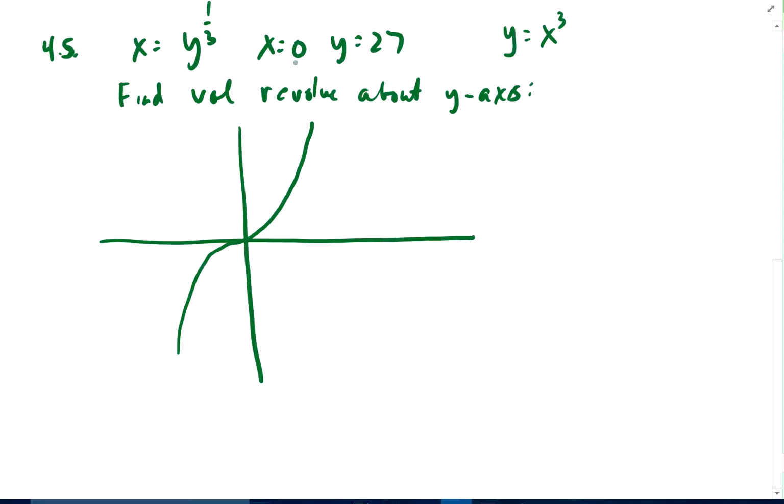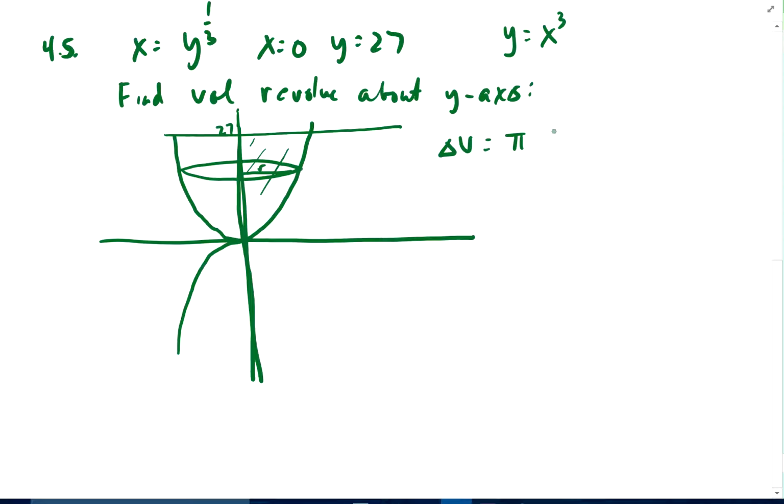Okay, and x equals 0 looks like x equals 0, y could be anything, x has to be 0, is this right here, and y equals 27 is this right here. So this is 27. I can't get to my colors up top there, so I can't change the color. So it's this region in here, and we're going to revolve that about the y-axis. So it's going to look like this is my cross section with radius r. So my delta v is going to be a circle or disk, pi r squared, and the thickness is delta y.